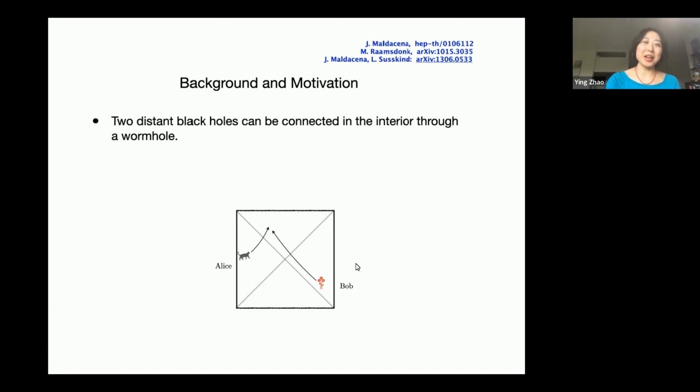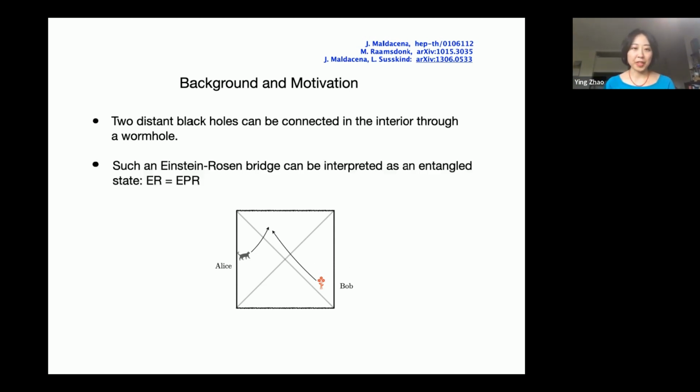So first, some background and motivation. Two distant black holes can be connected in the interior through a wormhole. Such an Einstein-Rosen bridge can be interpreted as an entangled state. This is the famous statement of ER equals EPR. And here's a Penrose diagram.